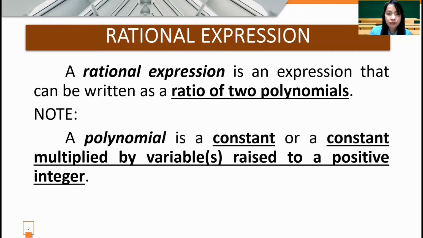A polynomial is a constant. When you say constant, a number without a variable beside it. Or a polynomial can be a constant multiplied by variable or variables raised to a positive integer. Ang polynomial can be a number na may katabing variable na ang exponent ng variable ay positive integer. When you say positive integer, these numbers are 1, 2, 3, 4, 5, and so on and so forth.